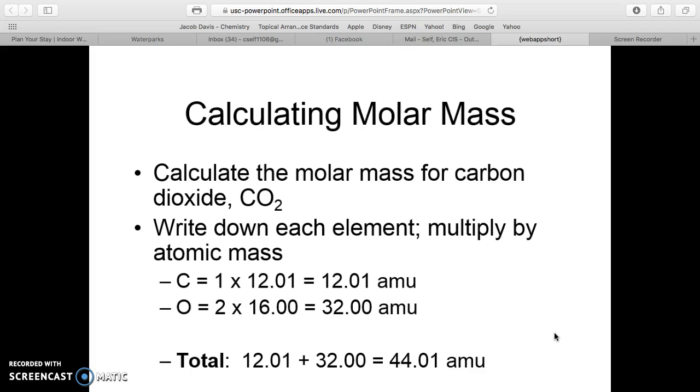So here we go. Calculate the molar mass for carbon dioxide. Hopefully you know that's CO2 by now. Write down each element. You've got one carbon, which is a mass of 12, came from your periodic table, so locate that. And then you've got two oxygens, which is 16, also from your periodic table. Gives you a total of 32. If we add both of these up, what you get is a total of 44.01 atomic mass units.